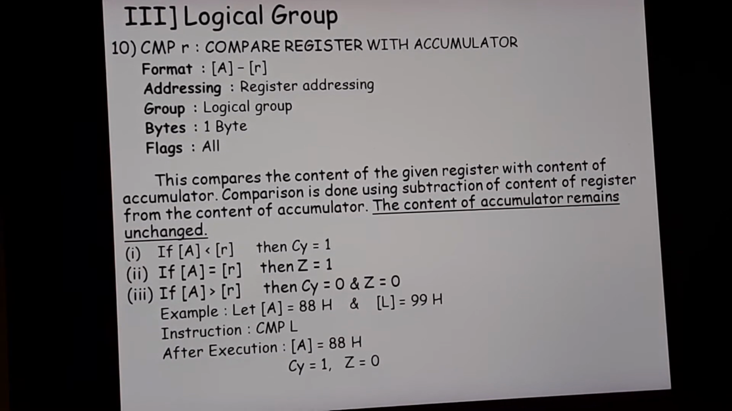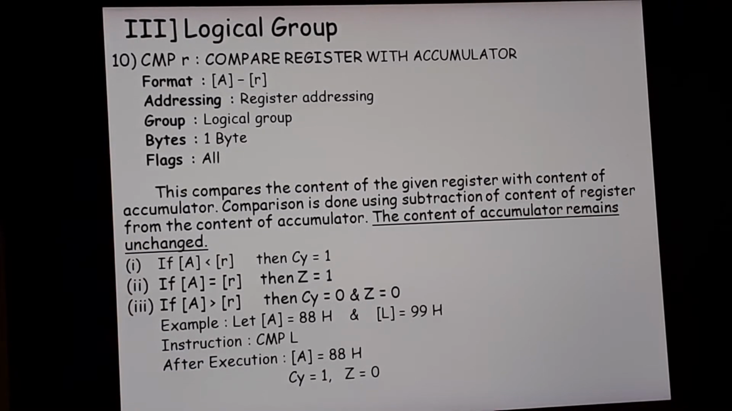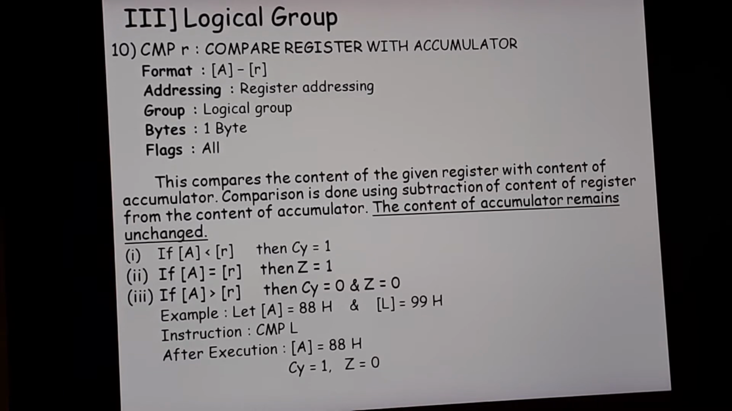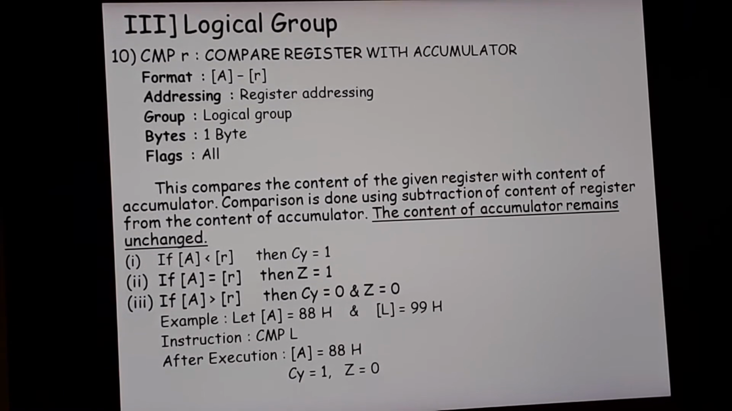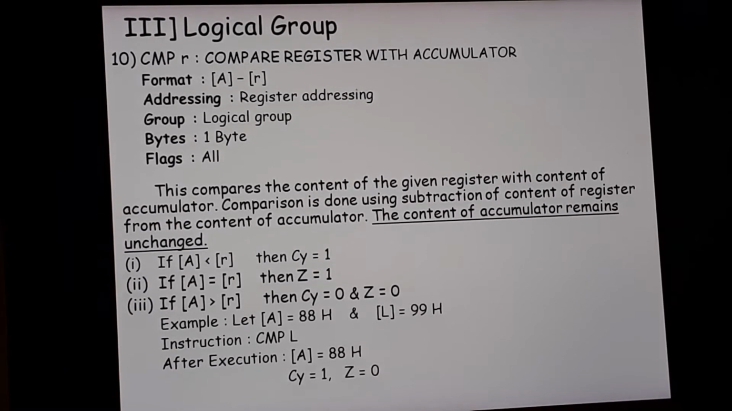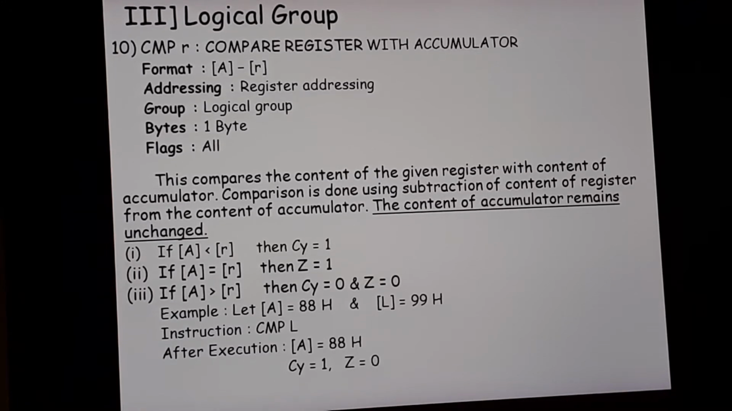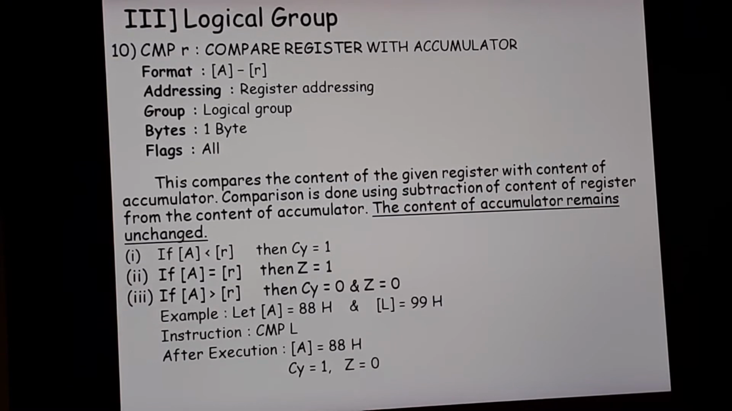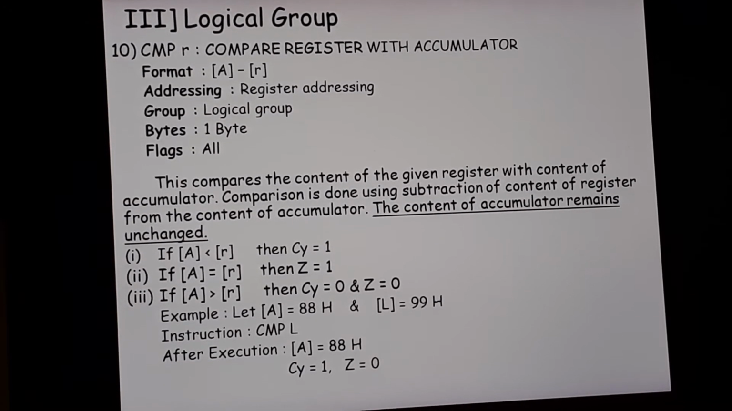So what happens from the 3 rules: which is greater, either the accumulator or register L? From the data that you have assumed, you can see that 99, which is the register L, is greater than the accumulator content. So which rule to follow from this explanation? Register is greater. So rule number one, that is accumulator content is less than the register content, hence you will be setting the carry flag as 1.